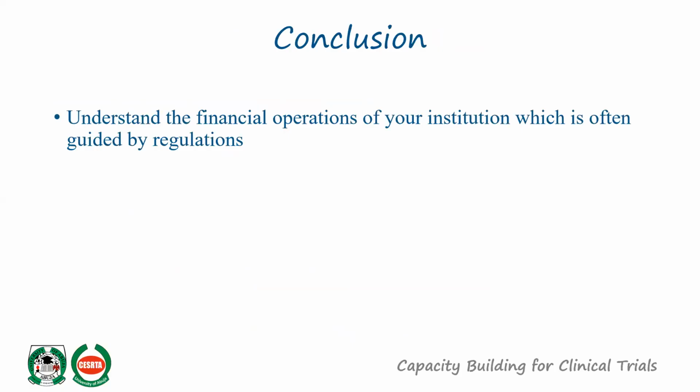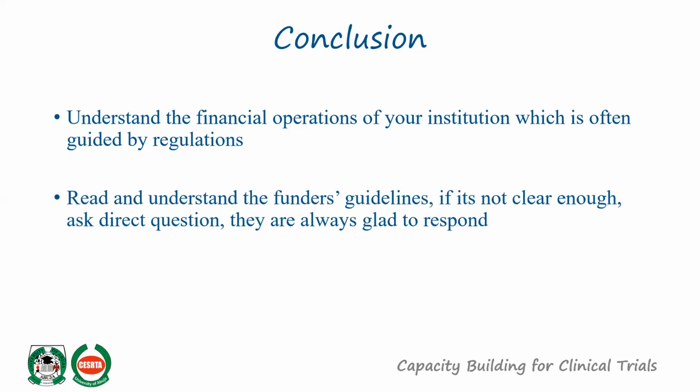So in conclusion, understanding the financial operation of your institution, which is often guided by regulations, is very important. By the time you are developing a budget, it is very important for us to understand the financial operations of the institution, and at the same time the guidelines of the funder, because most of the time the funder will have guidelines, and it will have been written in the agreement, in the MOU, Memorandum of Understanding. So we need to read and read again and make sure we understand it before going into budget development. Read and understand funders' guidelines.